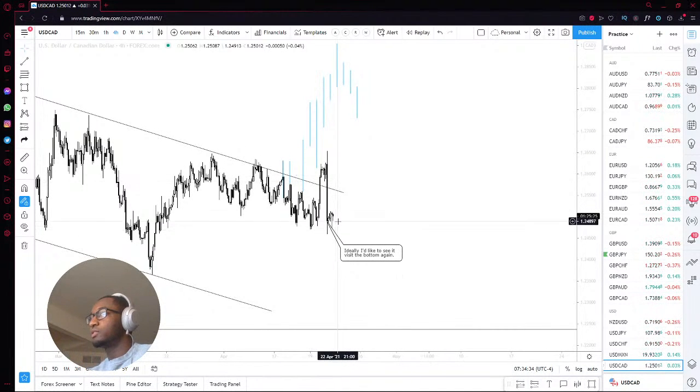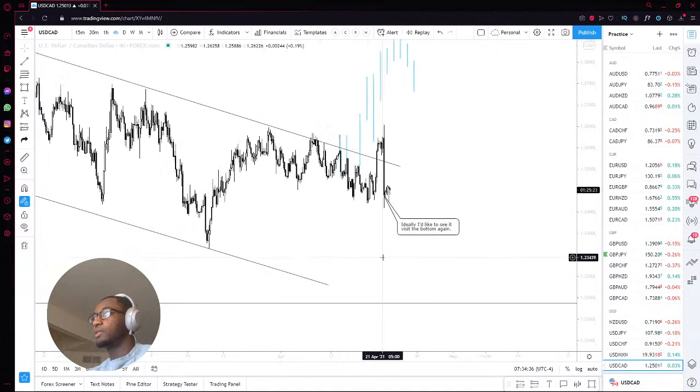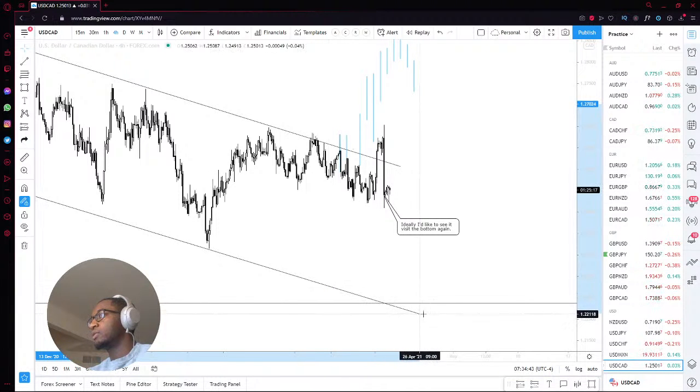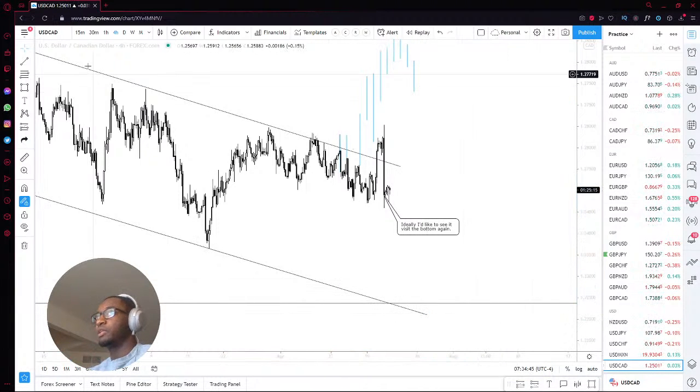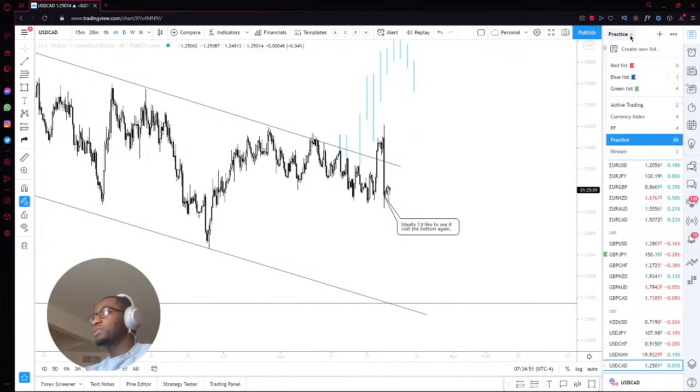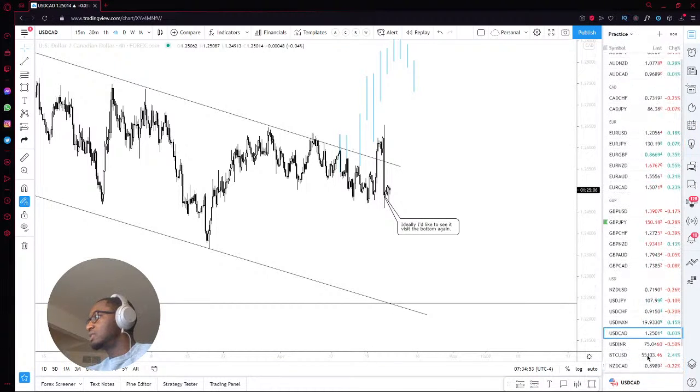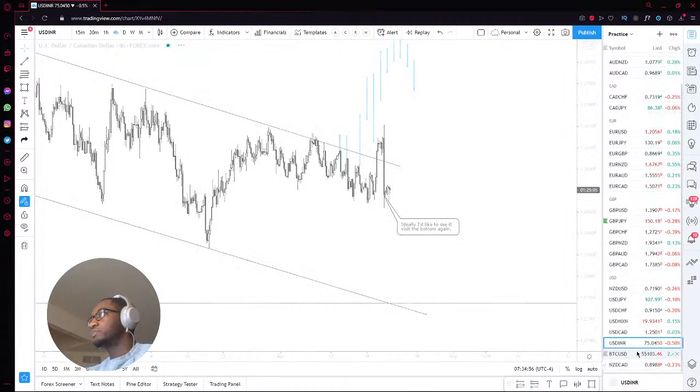Okay, UCAD, I'd like to see it visit the bottom of this channel again. But if it breaks out before that, that's fine too. I'll just wait for a correction afterwards. But if it does visit the bottom, if I was trading it, I would definitely look to enter here at the bottom. But those are at least the 25. Believe most of them.